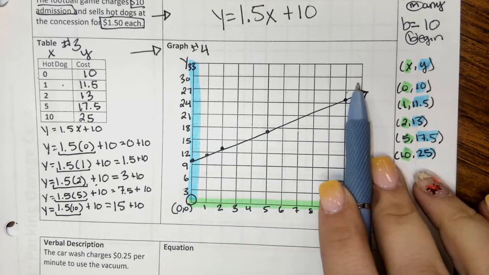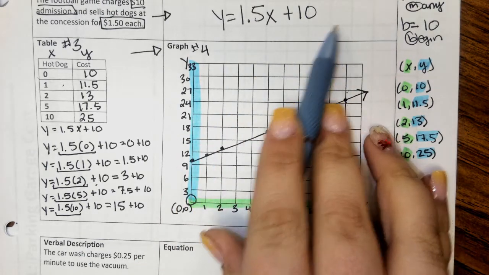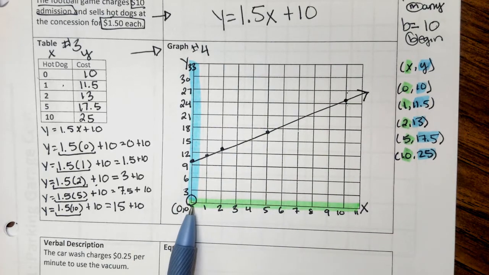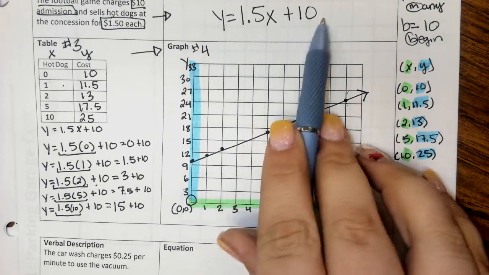Now we can see that this is linear. We know it's a linear equation. And we also see it's non-proportional. It doesn't go through the origin, which we knew from the equation again.